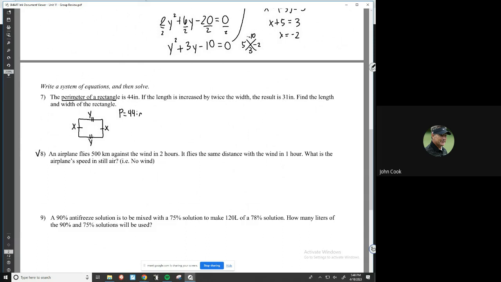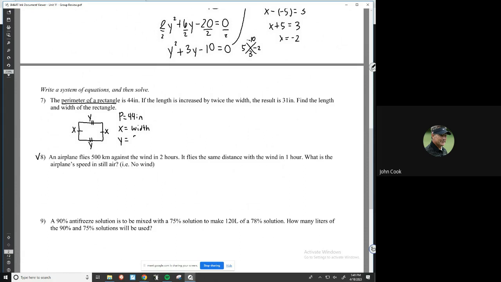And sometimes when you guys do word problems, your teachers ask you to label stuff. So I'd say that X, well, let's hold off. Let's hold off on labeling your variables. This is what happens with your rectangle. Let's read the rest of the information. Perimeter equals 44. If the length is increased by twice the width, the result is 31 inches. Oh, okay, wait. So I guess it probably is a good idea. Let's call X the width of the rectangle. And then Y we'll call the length. Oops, darn it.